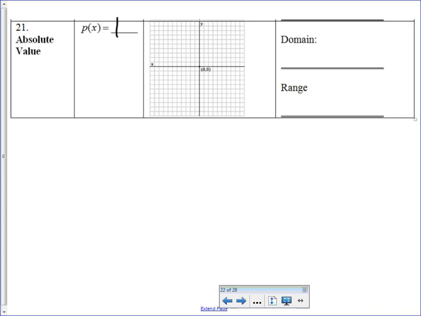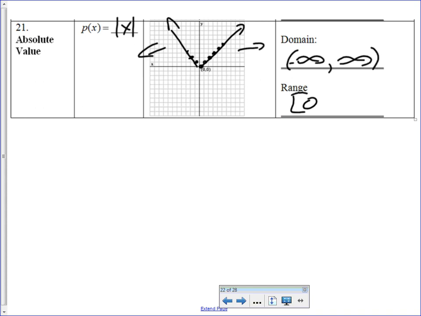Next is absolute value. It's just taking the absolute value of x. And once again, if we put in just a positive number, we get out the exact same positive number. But if we put in a negative number, we get the opposite. So if I put in -1, I get 1 out. If I put in -2, I get 2 out. If I put in -3, and we get this familiar V shape. Once again, the arrows extend in these directions forever, so the domain is negative infinity to infinity. And the range, once again, starts at 0 and goes up to infinity.